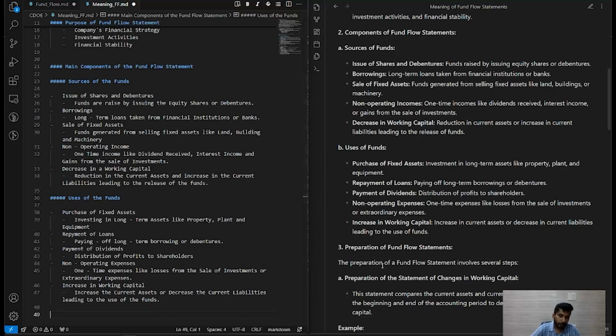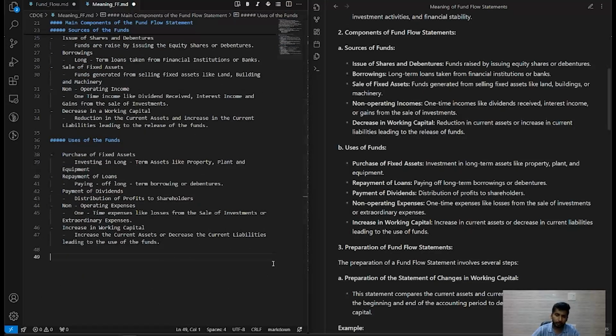So we can use the sourced money for the purchase of the fixed assets, for the repayment of the loans, for the payment of the dividends, for the non-operating expenses, for the extraordinary expenses, and for increasing our working capital. So these are the two heads of the fund flow statement, that is the sources of the funds and the uses of the funds.